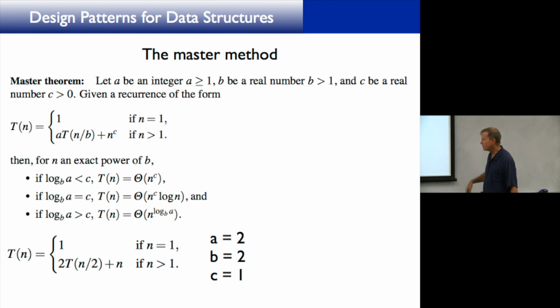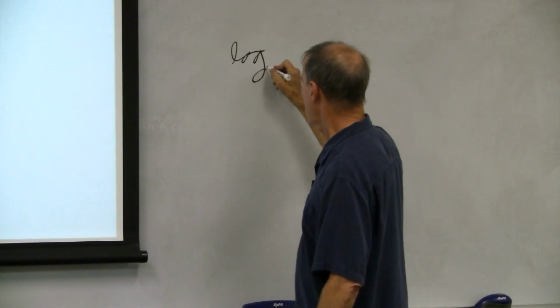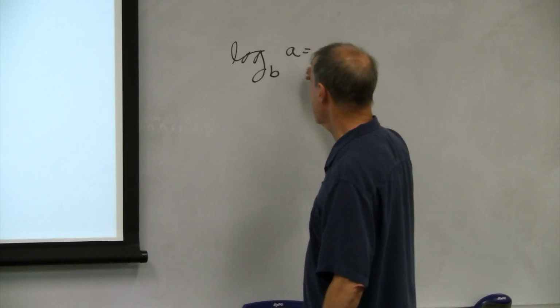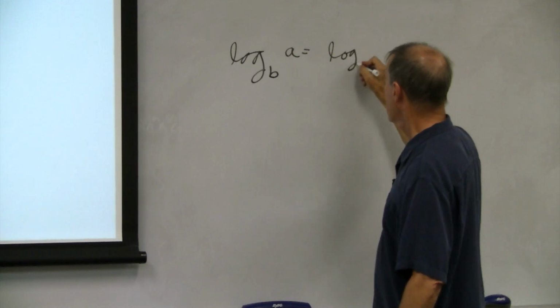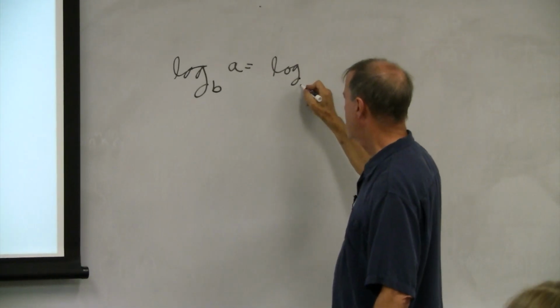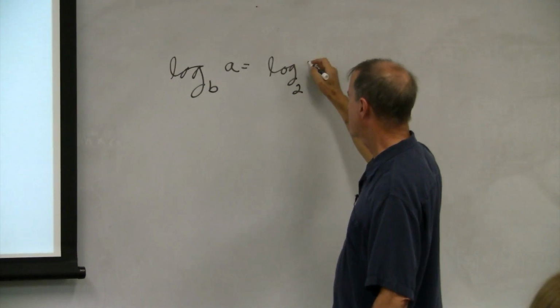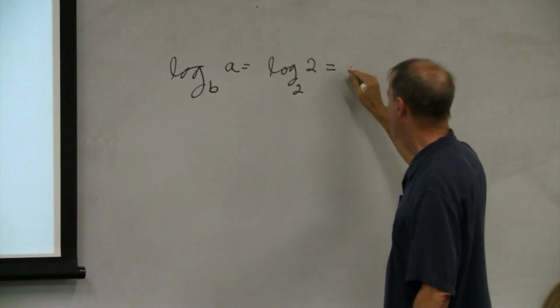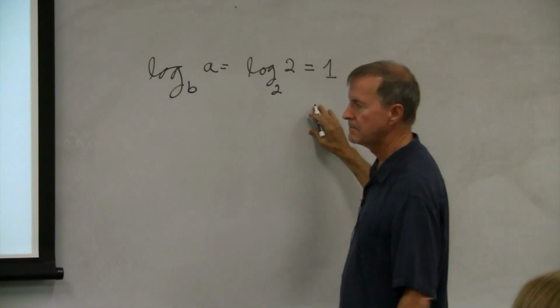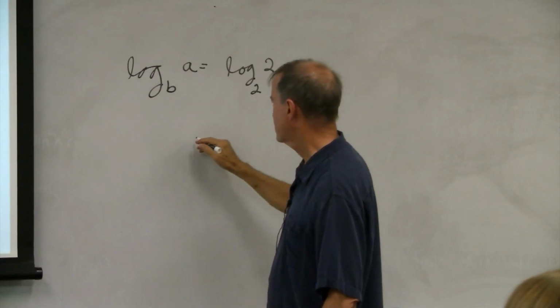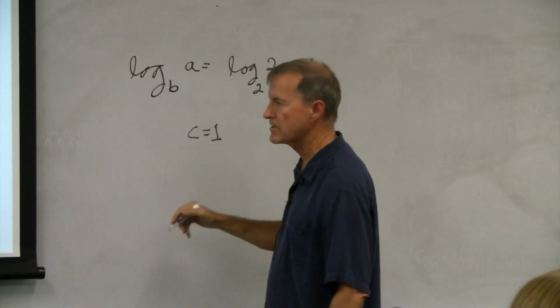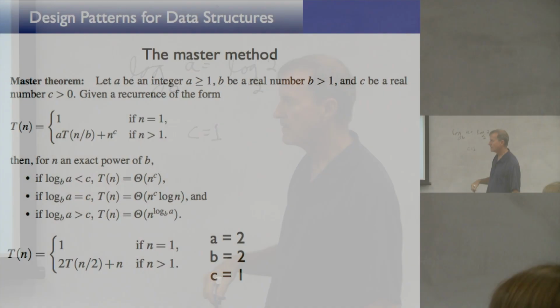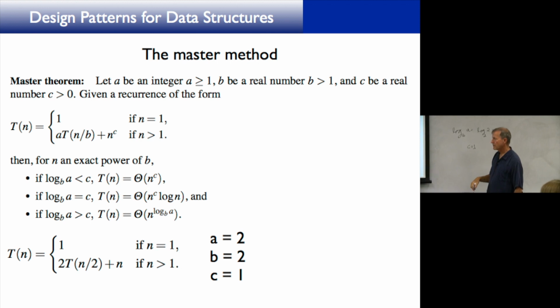But now what do we have to compute? Log base b of a, and then compare that with c. So log base b of a in this case is log base 2 of 2, which is 1, and what is c? c is 1. So therefore, which case is it? Is it the first one, the second one, or the third one? This equals this, so it's the second case.